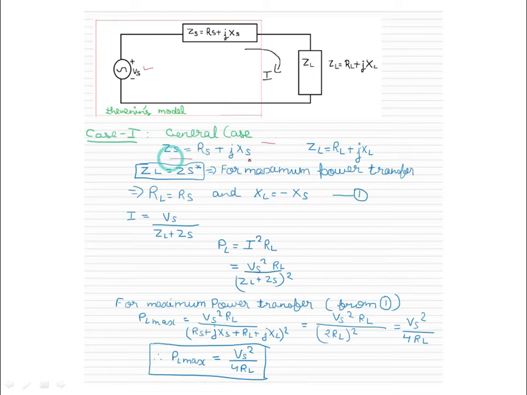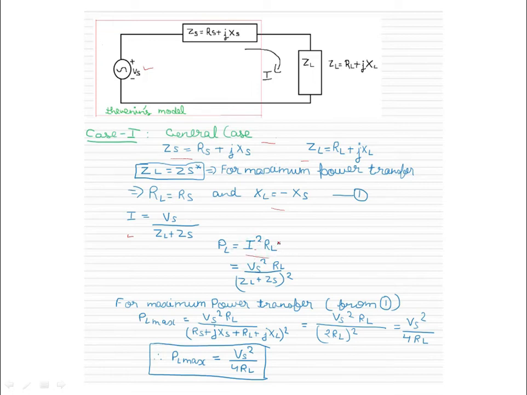When ZS is this and ZL is this, for maximum power transfer, ZL should be the complex conjugate of ZS. This we have seen: RL should be equal to RS and XL should be equal to minus XS. So here if we find the value of I, which is the current flowing here, it is equal to Vs upon ZL plus ZS, and power transferred to the load is I square RL.